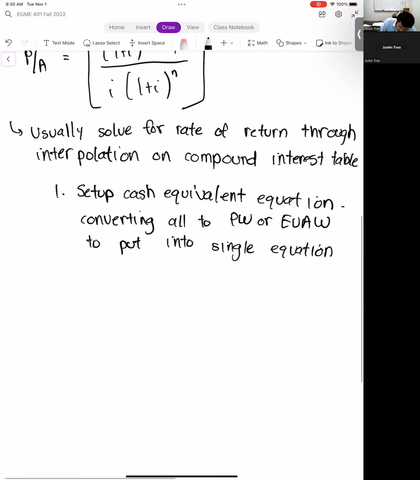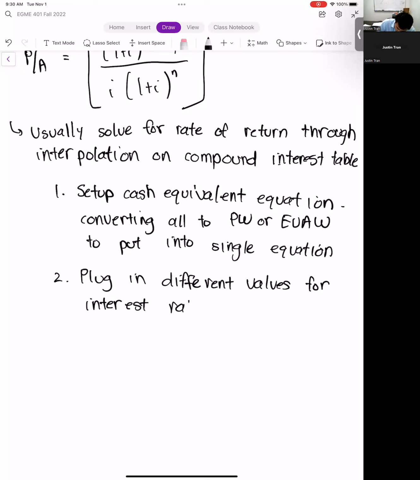Okay. Step two is that once we set this up, we're basically going to plug in different values for the interest rate. Okay. And the idea is that we basically want to solve for the interest rate that's going to turn our step one into zero. Okay.